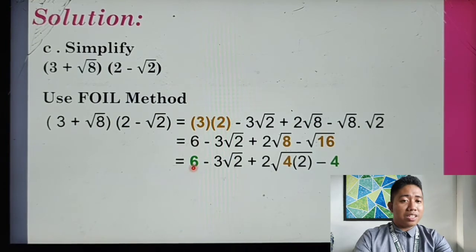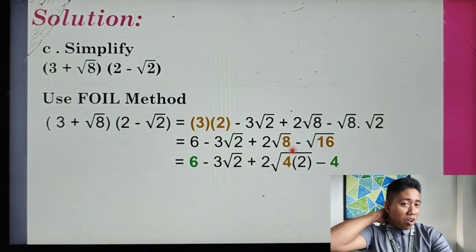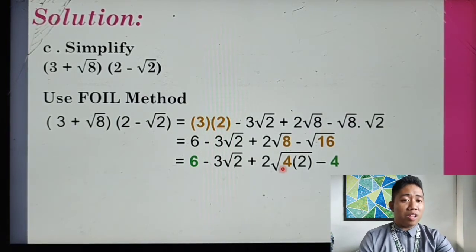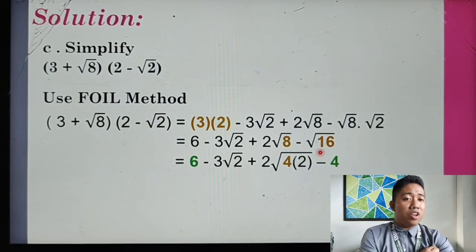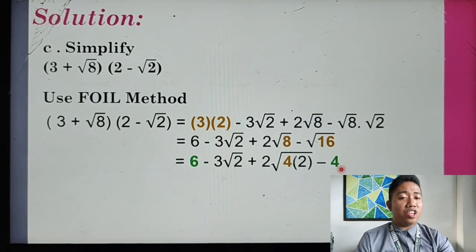So we copy 6, and then we copy also the second term, negative 3 square root of 2, and then plus. We also factor out the square root of 8. So we have at least one perfect square, which is 4. We all know that the factorization of 8 is 4 times 2. And then we all know that the square root of 16, since 16 is a perfect square, gives the value 4.